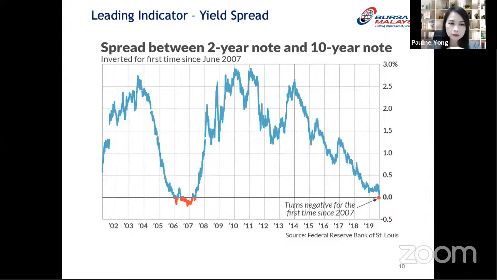First I explain what is this 2-year note. A 2-year note means that your treasury bond has a tenure of 2 years, so the maturity date is 2 years' time. And a 10-year note means that maturity time is about 10 years. So in a normal economic condition, the interest rate for the longer years is supposed to be higher than for the shorter years, because it is longer, so you need to compensate with a higher yield.